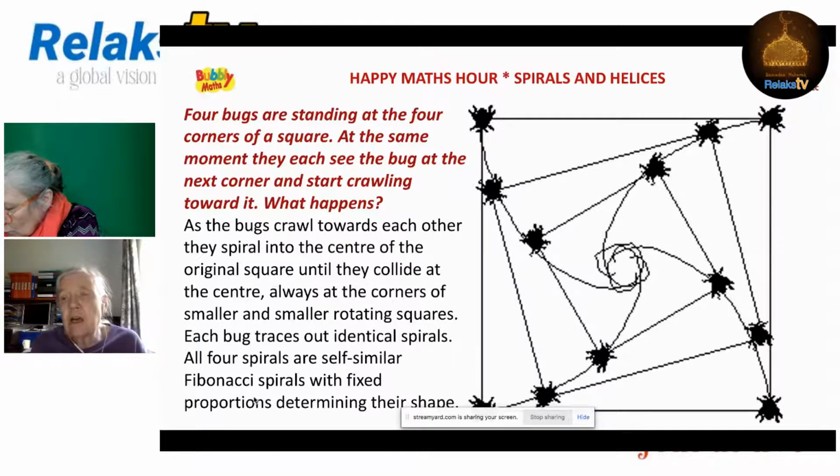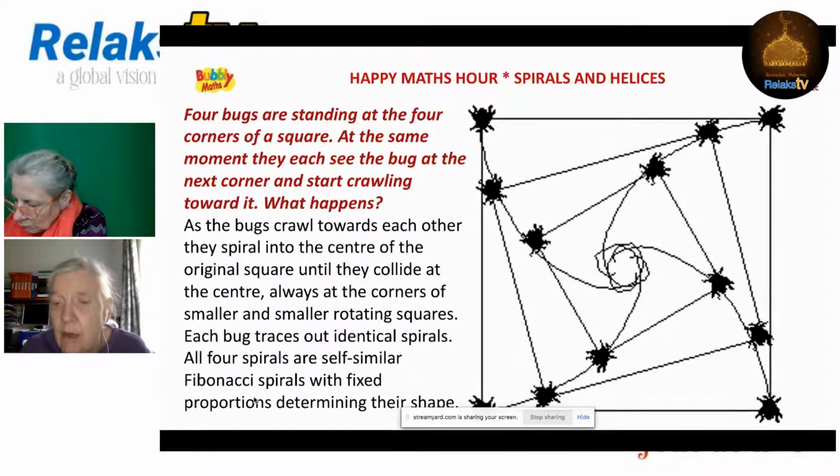So by the time my bug at the top right, I should have numbered them, number 1, has got to the position 2, by the time he's gone a little way in, the bug he's watching, can you see he's gone a little way in? In fact, they've all gone a little way in.